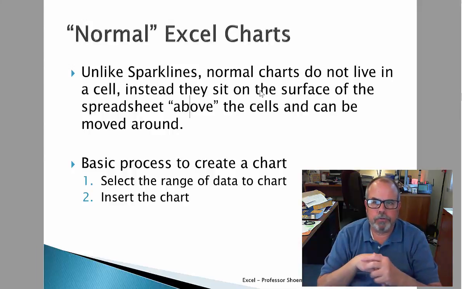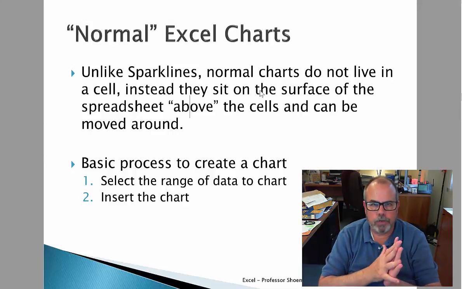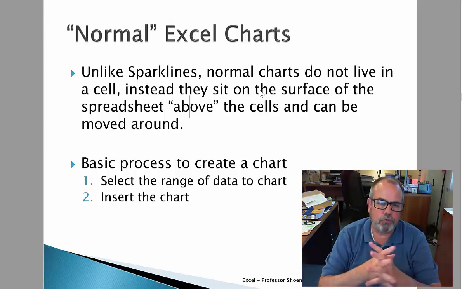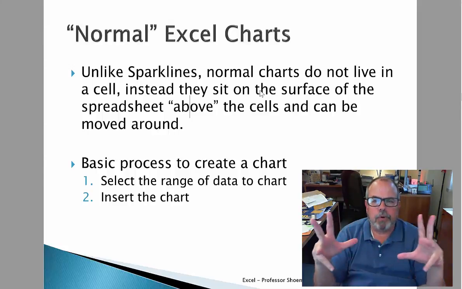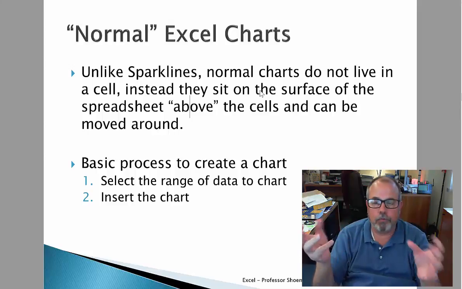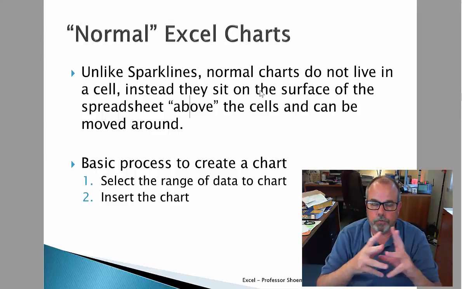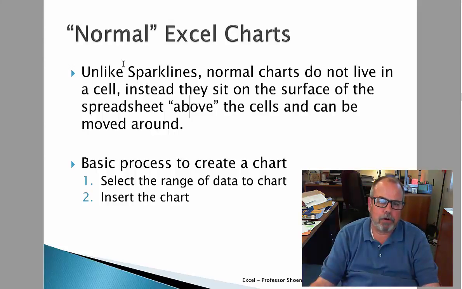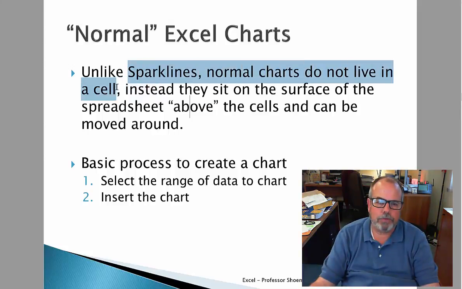So let's look at column charts. This is a good chart for showing trends, and sometimes it can be used for proportions too. This is what's called a normal Excel chart. These kinds of charts were here long before the spark line came along, which was a relatively new form of chart. Unlike spark lines, normal charts do not live inside of a cell.